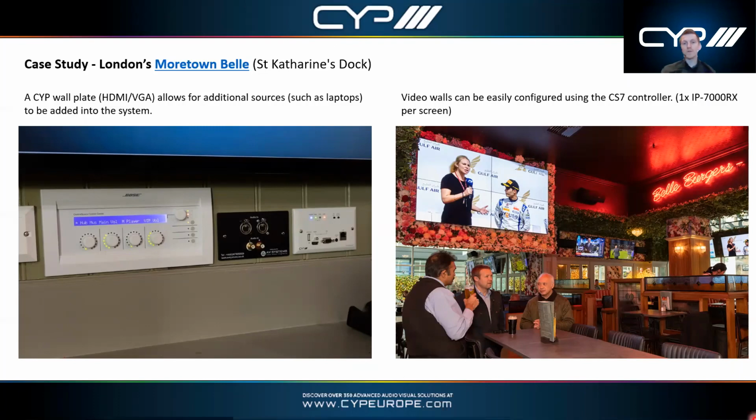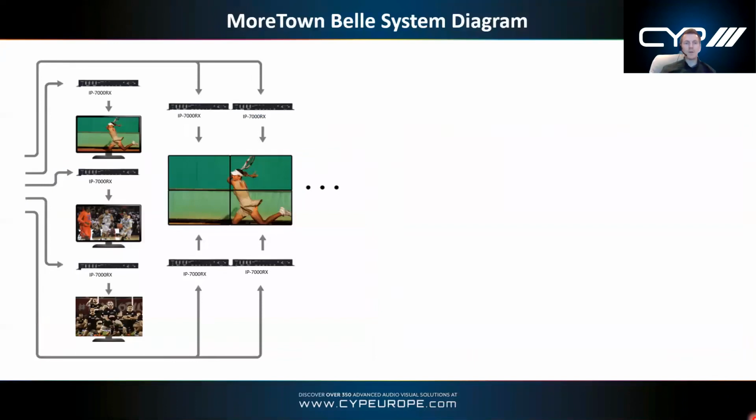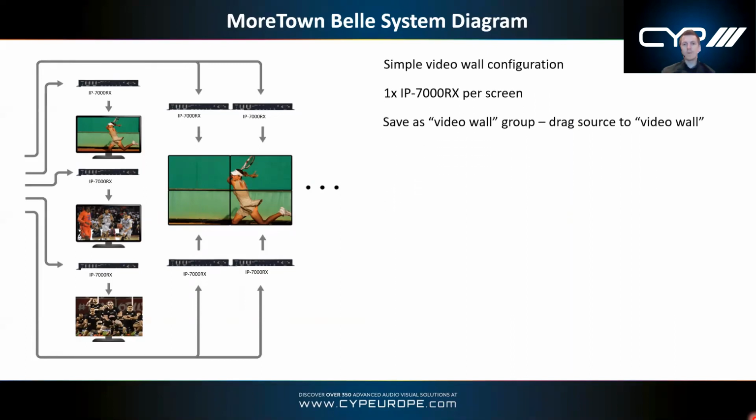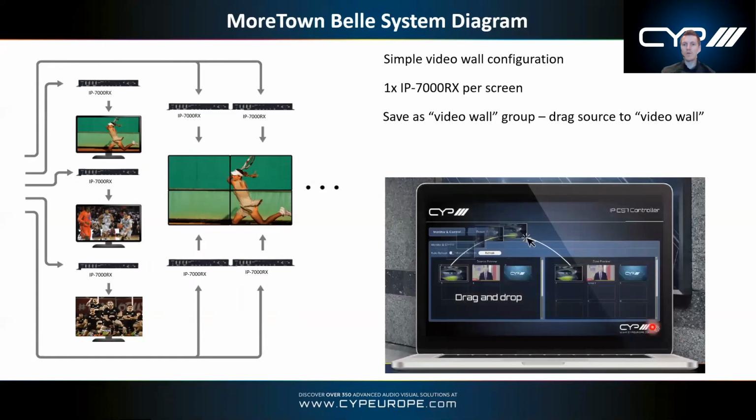Now on the right hand side of the screen here, you can see a 2x2 video wall, and we'll cover that a little bit more. Sorry, that's just the wall plate there as well. So this is how you would configure a video wall using our IP-CS7 and the IP7000 TX and RX. So, simple video wall configuration: one IP7000 receiver per screen, and you would save this as a video wall group. You can name it whatever you like, but once you've configured a video wall, you save it as a video wall, and it will then be displayed on your interface.